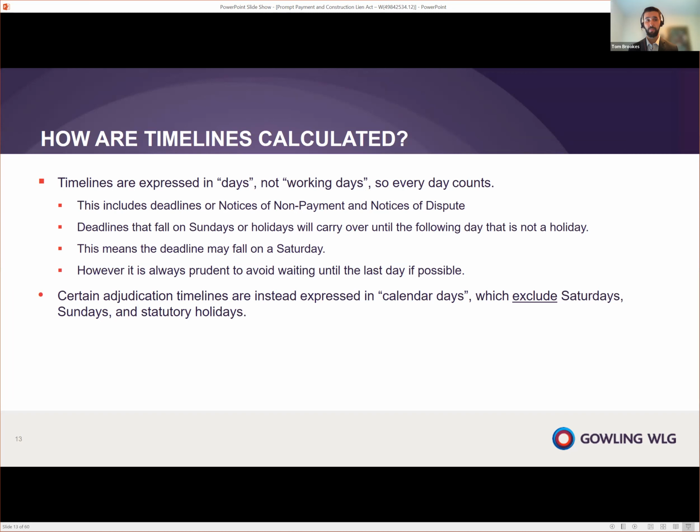Now, we make this point because certain adjudication timelines in the regulations are instead expressed as calendar days. Calendar days are different in that they also exclude Saturdays as well as Sundays and statutory holidays. So it will be important to understand which process you are in, and that in particular for certain adjudications, Saturdays will be excluded as a potential day.